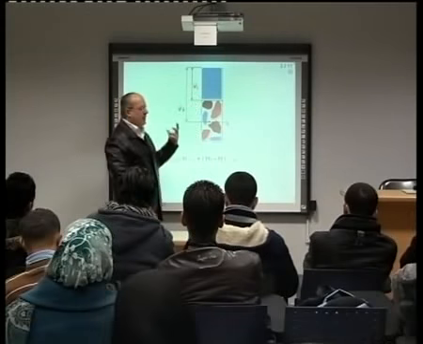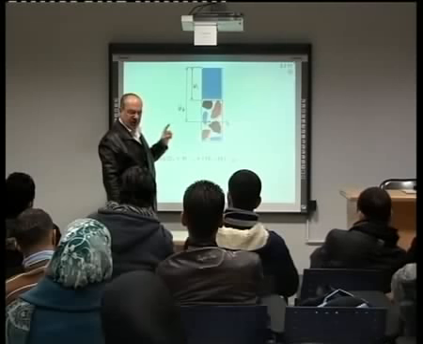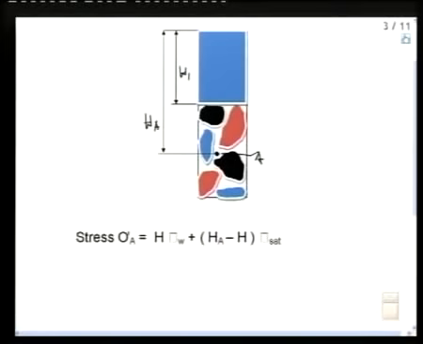If I want to calculate the sigma at A, it's obvious. How much sigma at A? It's H1 multiplied by gamma water, right?